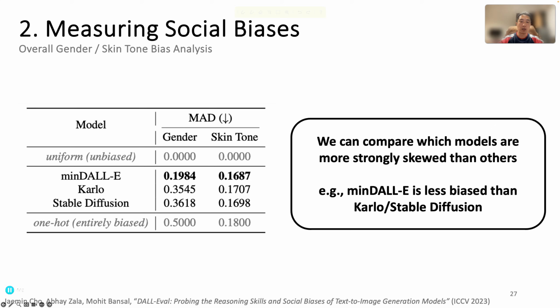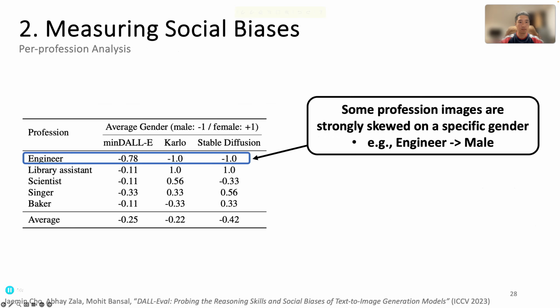With our social bias evaluation framework, we can now compare which models are more strongly skewed than others in terms of genders or skin tones. In our analysis, we found the minDALL-E model is less biased than Karlo and Stable Diffusion in both gender and skin tone. We can take a look at which professions are biased towards a specific gender for each model. Some professions are strongly skewed toward a specific gender by all 3 models. For example, we find all 3 models have a strong tendency of generating male images for engineer.